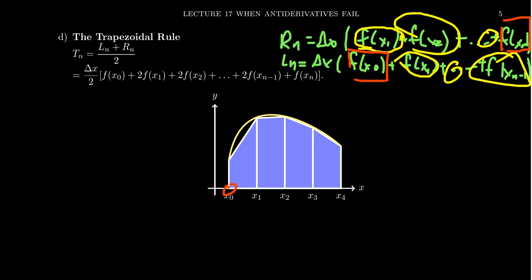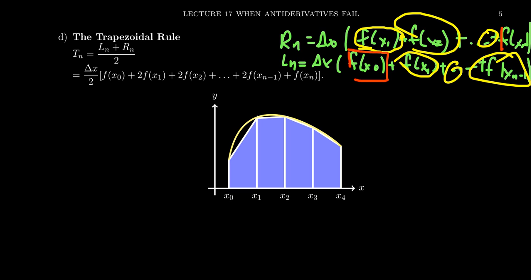You use what happens at x0, 1, 2, 3, all the way up to xn. Use every single one of them. You put a coefficient of 1 in front of the bookends, you put a 2 everywhere else, and now calculate your trapezoidal rule. You do have to also times by delta x, but you're going to get a delta x over 2. The delta x is because both ln and rn are divisible by delta x. And then likewise, as we're taking the average, we'll divide by 2 right there.